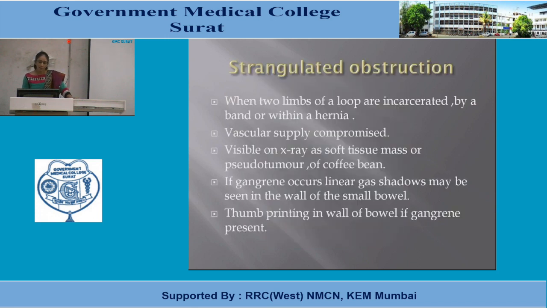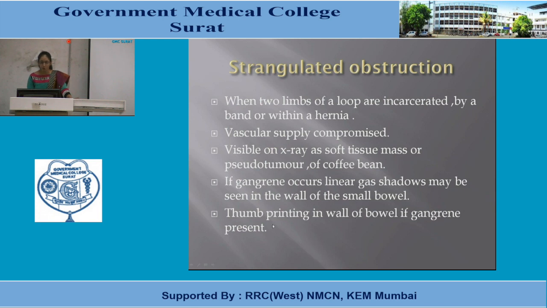What is strangulated obstruction? When two limbs of a loop are incarcerated by a band or within a hernia, its vascular supply may be compromised. Visible on X-ray is a soft tissue mass, pseudotumor or coffee bean sign. If gangrene occurs, a linear gas shadow may be seen in the wall of the small bowel, and thumb printing in the wall of the bowel.